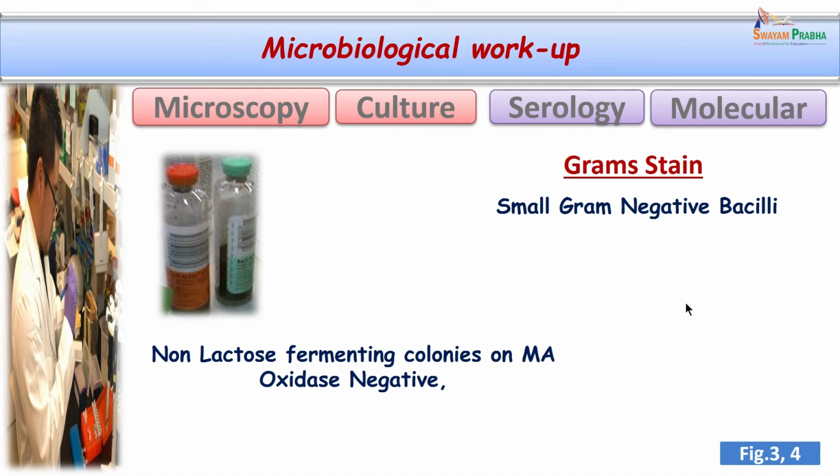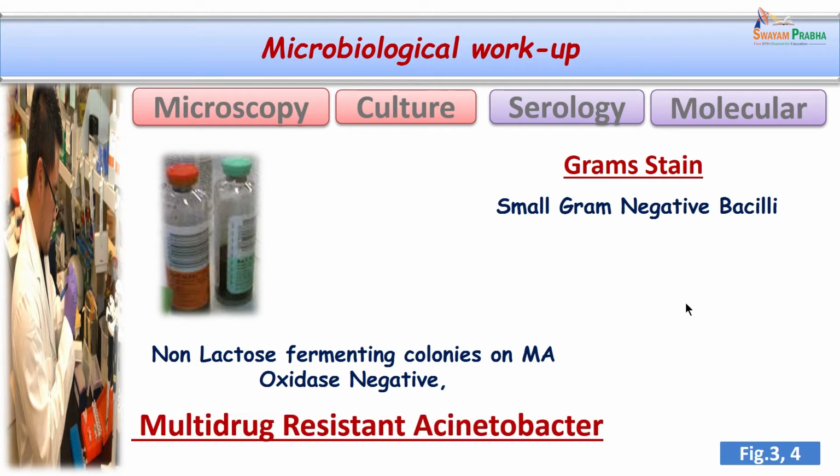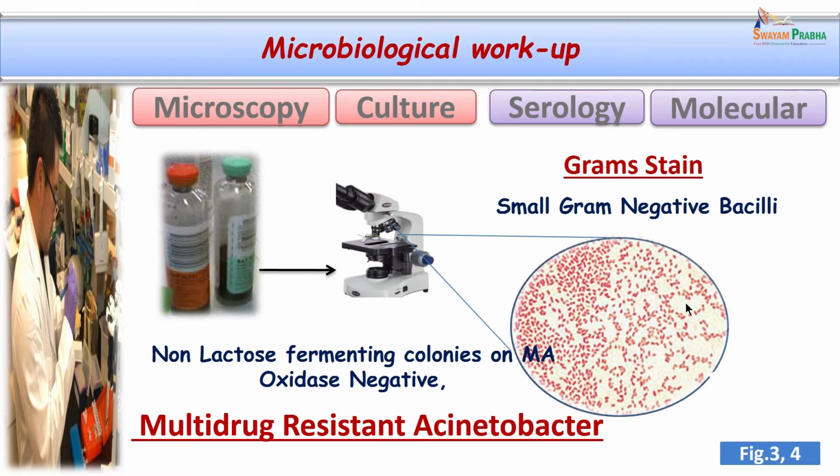We grew non-lactose fermenting colonies on MacConkey agar. On biochemical analysis, they were oxidase negative, and we also did a gram stain from culture. It showed that the organisms were small, pleomorphic, gram negative bacilli. The biochemical identification gave us the identity of this organism, that it is Acinetobacter. A detailed antibiotic sensitivity was also done in this case, and we came to know that this organism was resistant to multiple antibiotics we tested.